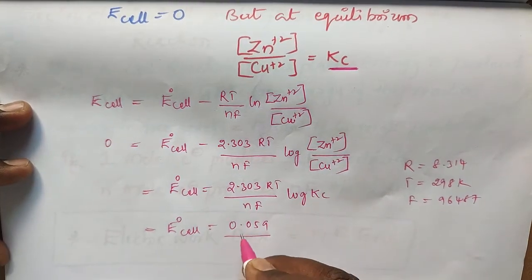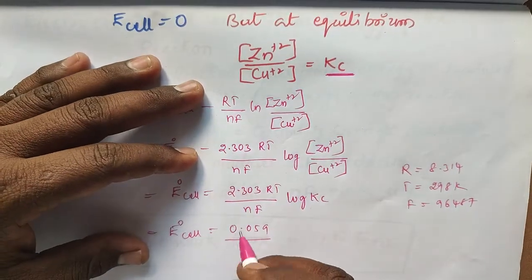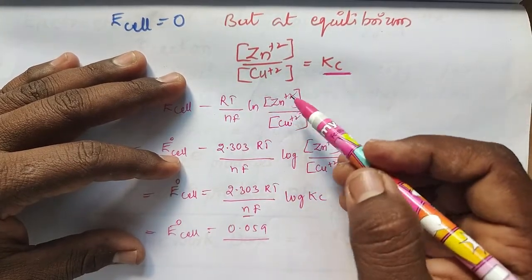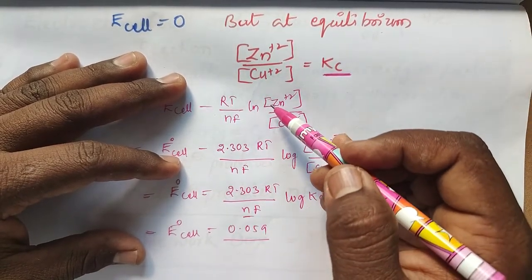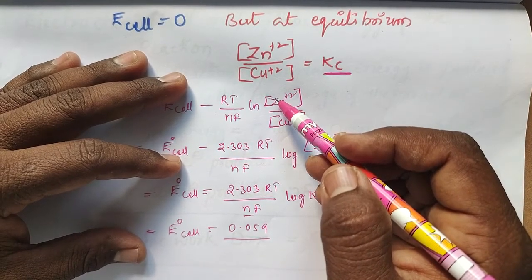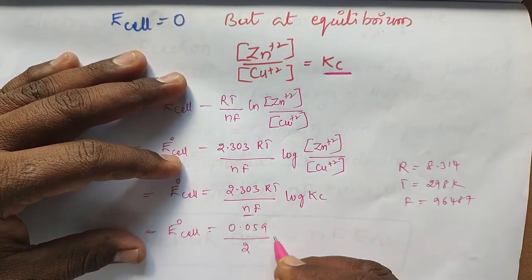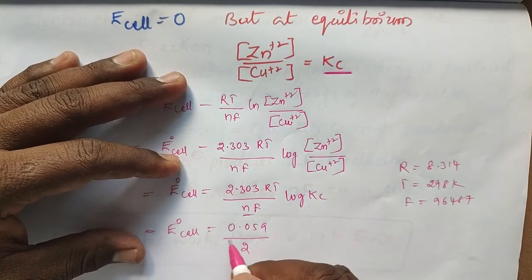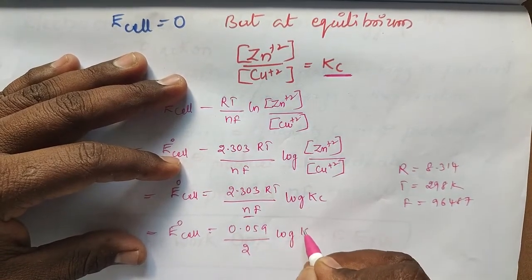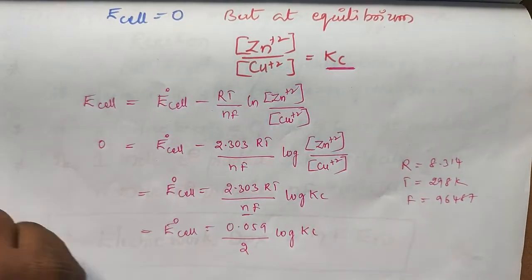0.059 by n, where n is the number of electrons exchanged between the electrodes, the cathode and anode. So 2 electrons, so we take 2. So 0.059 by 2 log Kc.